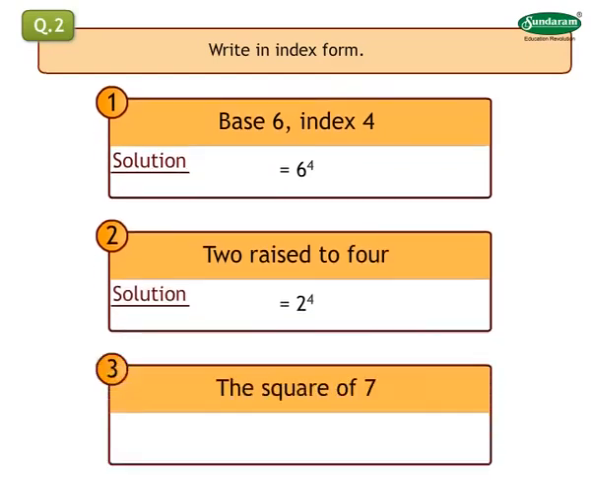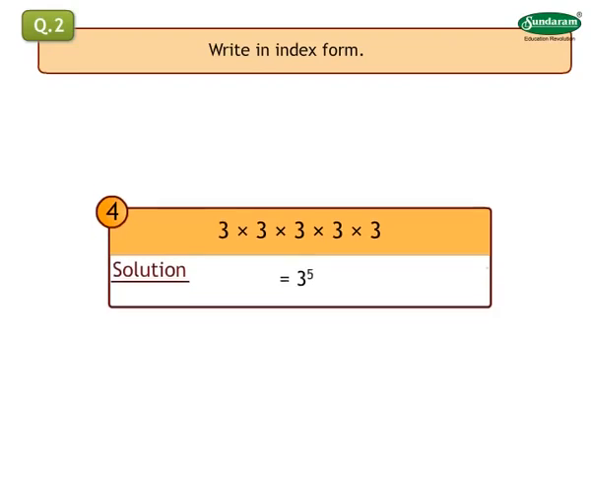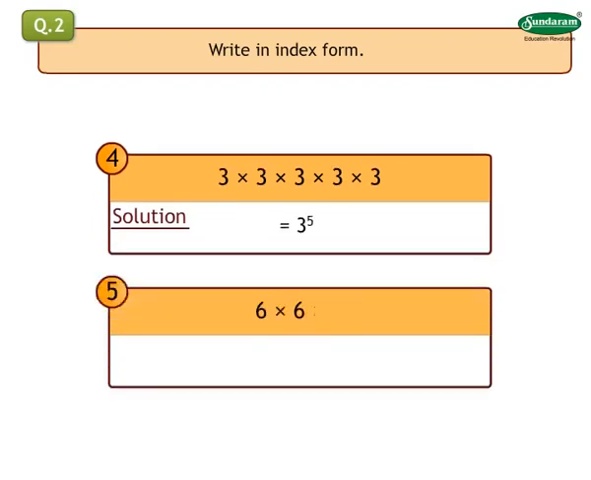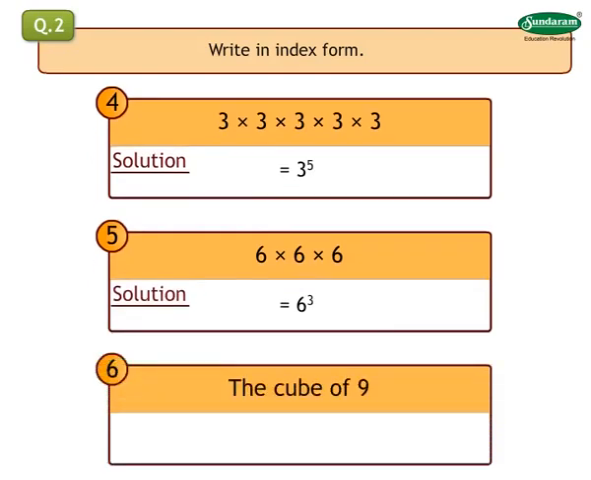The square of 7. Solution: equals 7 to the power 2. Number 4. 3 into 3 into 3 into 3 into 3. Solution: equals 3 to the power 5. Number 5. 6 into 6 into 6. Solution: equals 6 to the power 3. Number 6. The cube of 9. Solution: equals 9 to the power 3.